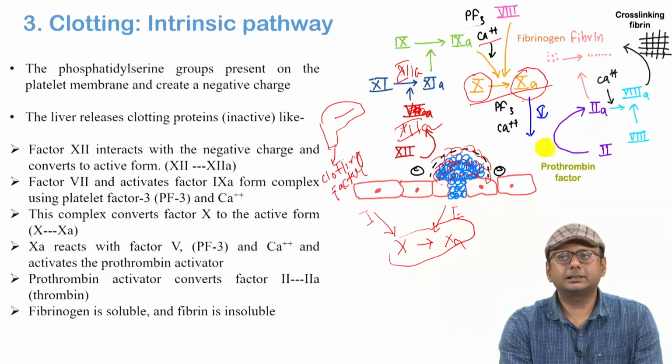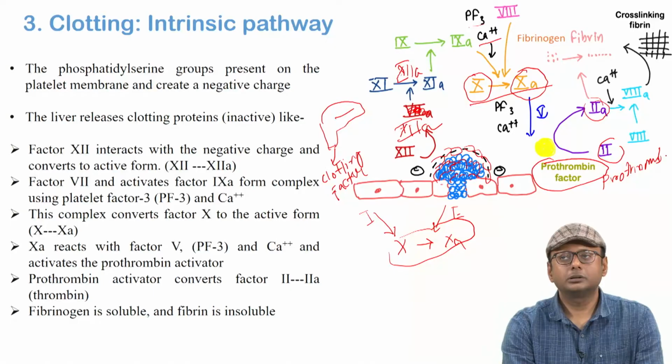Okay. So, when this clotting factor 10 gets activated, a further step happens. For example, clotting factor 5, PF3 factor and calcium 2 plus come close to each other and activate the prothrombin factor. Eventually, prothrombin gets activated. This stimulates the conversion of factor 2 to factor 2A. So, what is it? Prothrombin to thrombin.